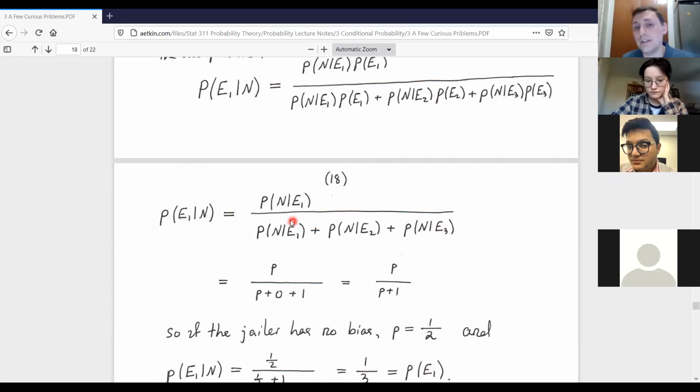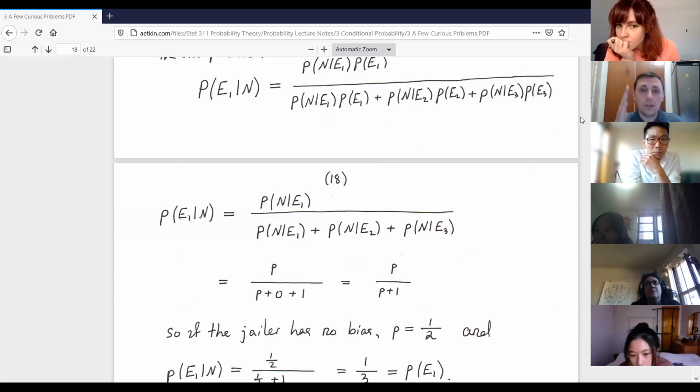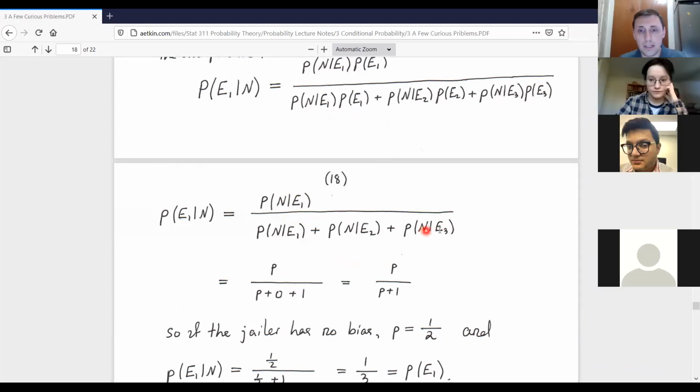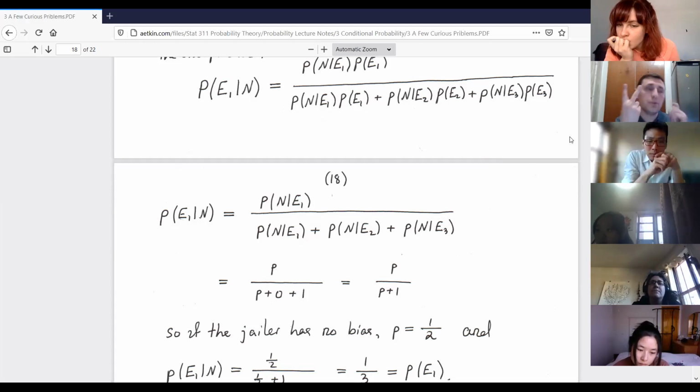So we have 0. Now here is the assumption I will make. Basically, if person number 3 is executed, then the jailer has no choice but to name person number 2. Right? There is no access to person number 1. The information is not going to be released. Only person number 2 can be named if person 3 is executed. Correct? So the probability of n given E3 is 1, and the probability of n given E2 is 0. Those are known. But the probability of n given E1, if person number 1 is executed, the prison guard has 2 possibilities: person number 2 to be named or person number 3 to be named. Good?